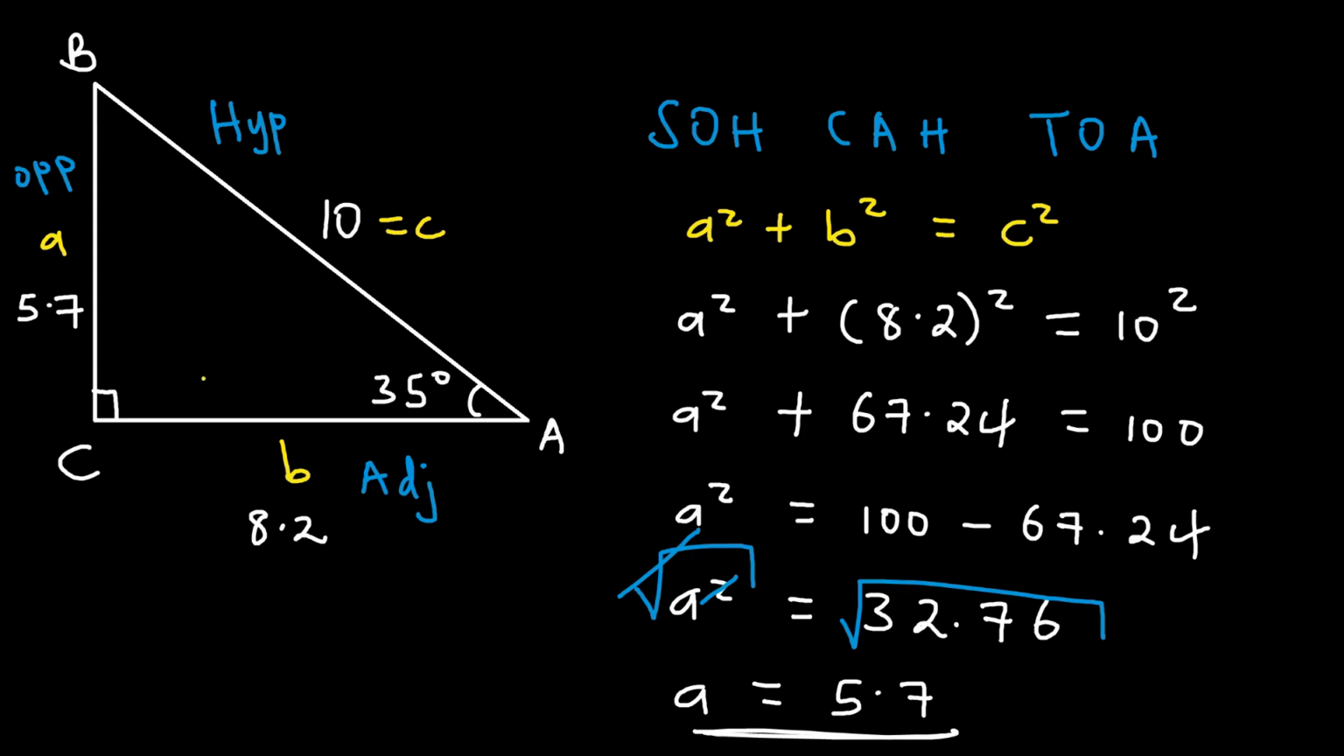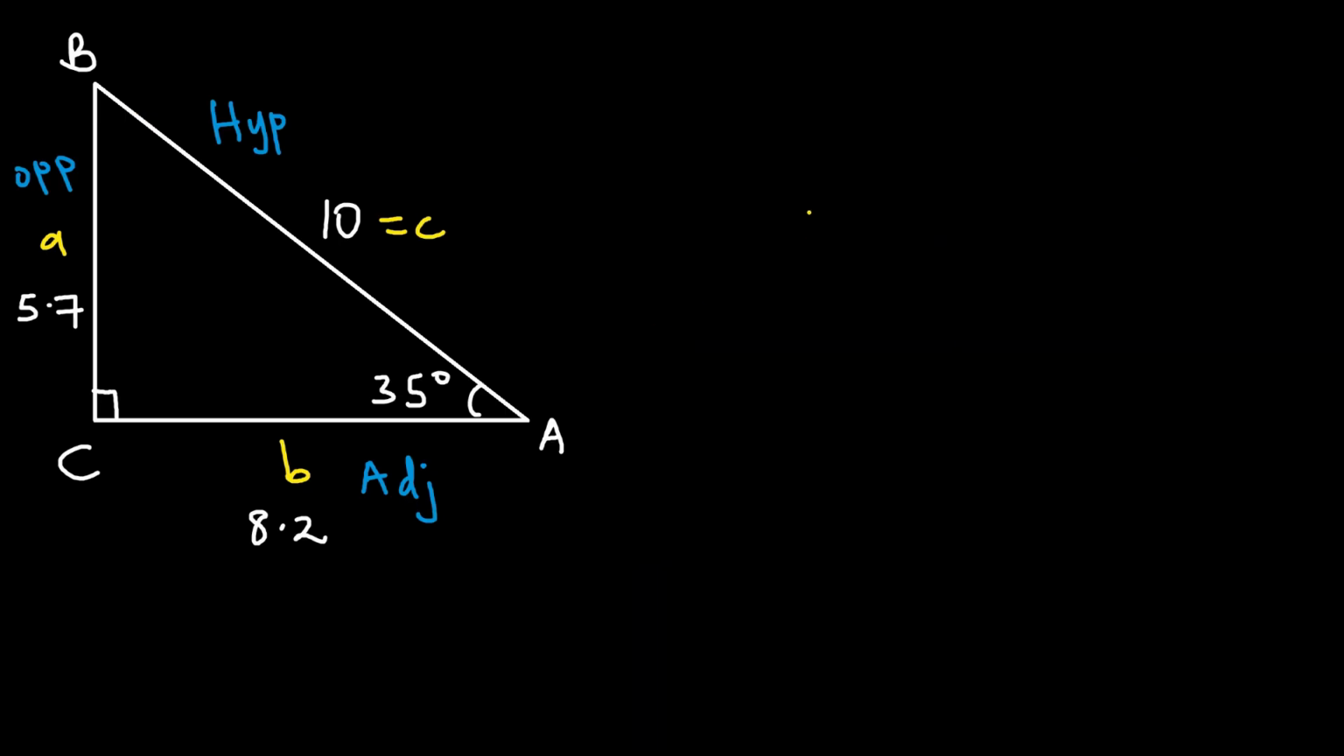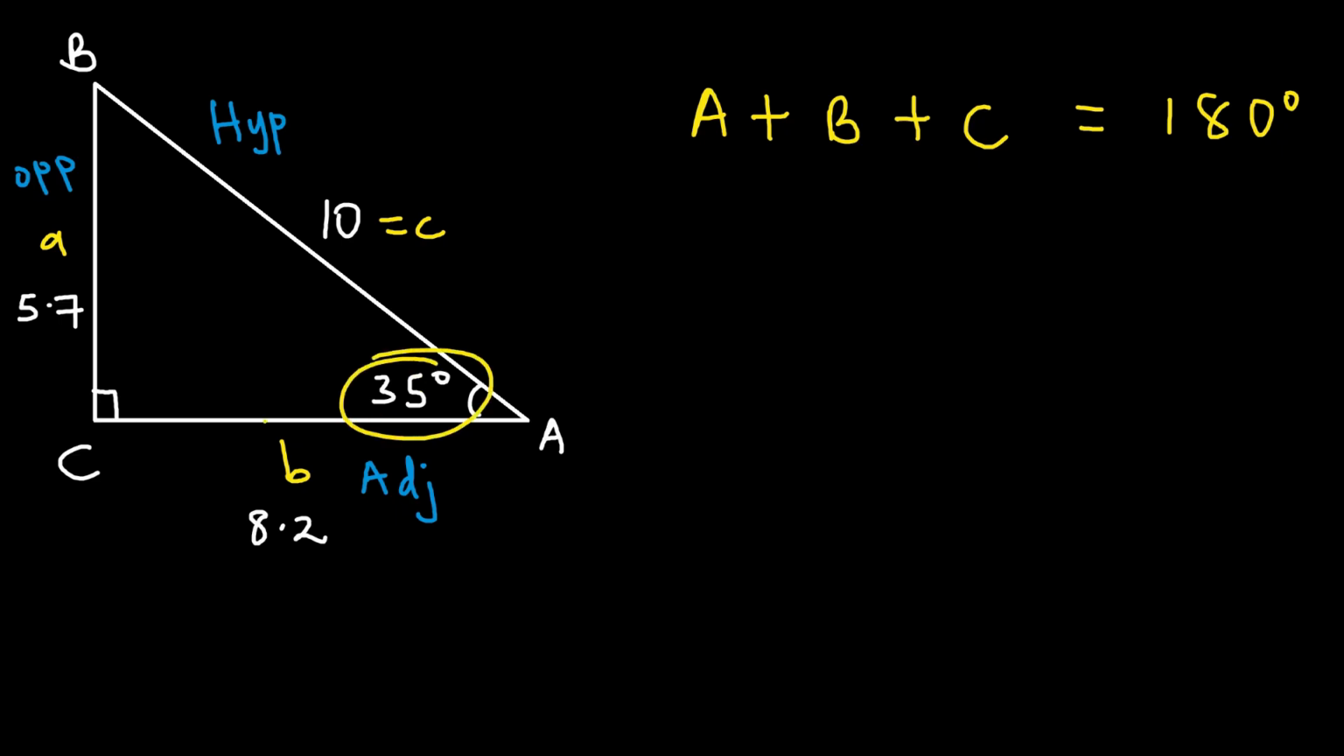Now that we have found a, b, and c, there is one thing left, and that is to find angle b. There is one thing you need to note. For a right triangle, the summation of angle a, angle b, and angle c should be equal to 180 degrees. Now in this case, we know angle a, which is 35 degrees. Now what about angle c? Angle c is a right angle, and it is always equal to 90 degrees.